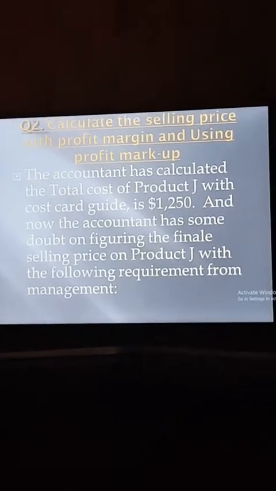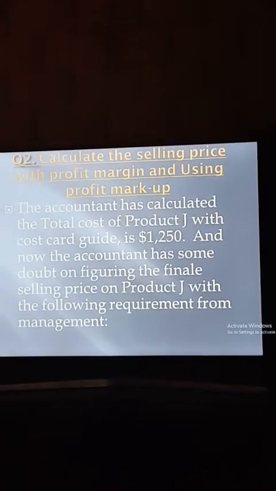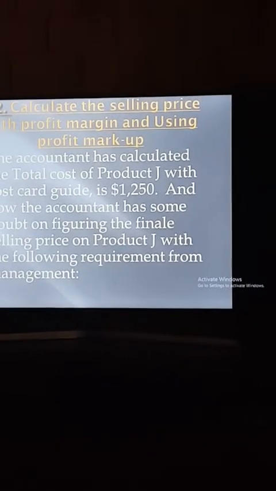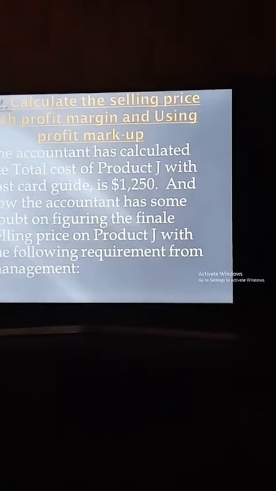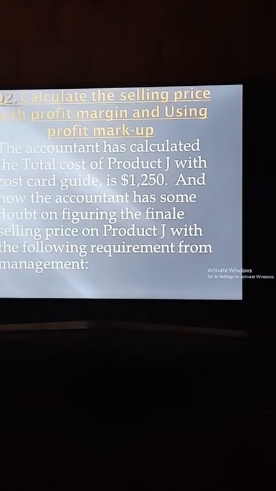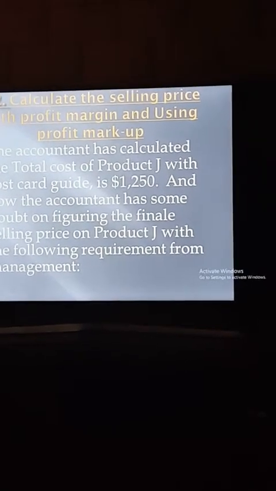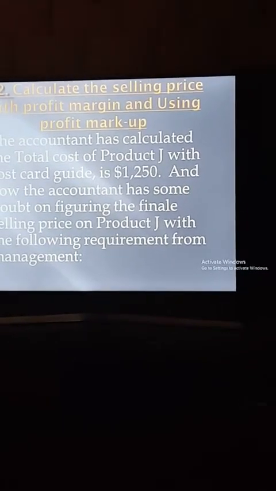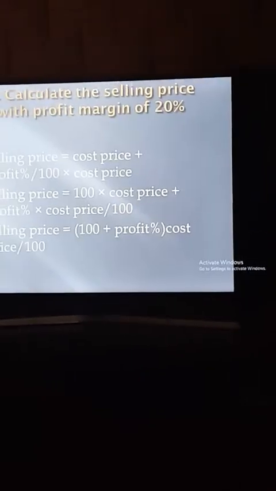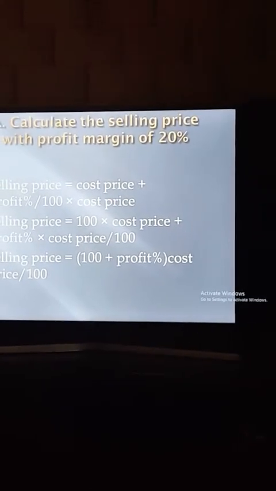For the second question, it says calculate the selling price with profit margin and using profit markup. The question reads: the accountant has calculated that the total cost of project J with cost card guide is $1,250, and now the accountant has some doubts on figuring the final selling price of project J with the following requirements from the manager. The first one is calculate the selling price with a profit margin of 20%.